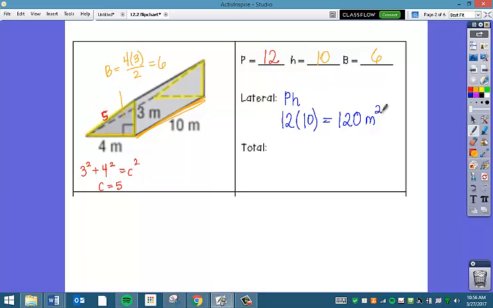And so my total surface area, I'm just going to take my lateral surface area and add in the area of my two bases. So my lateral surface area is 120. I'm going to add my two bases. My two bases are both 6. So this is just going to be 120 plus 12, which is 132 meters squared.